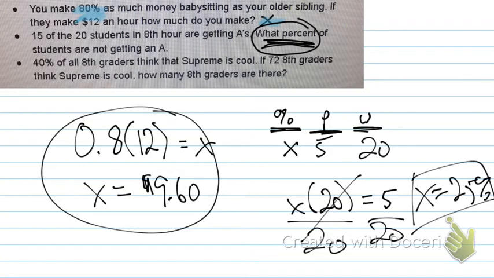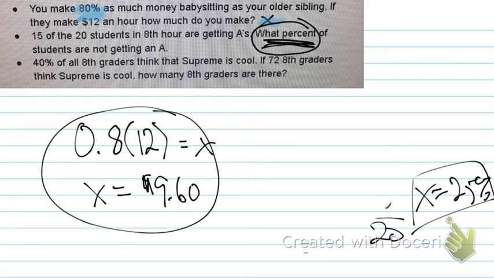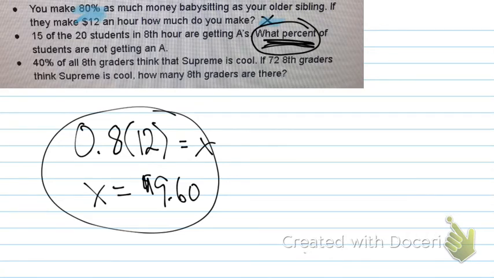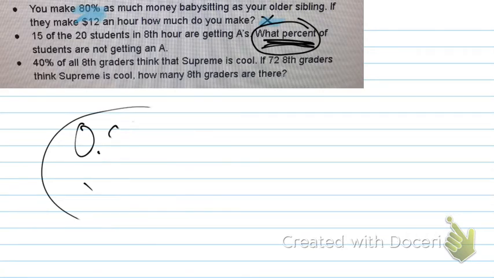All right, let's go to this last one. 40% of these 8th graders think that Supreme's cool. Okay? It used to be a higher percentage than that, but they lost some clout. Supreme just got sold for $2.8 billion. I'm looking for percentage, part, and whole.